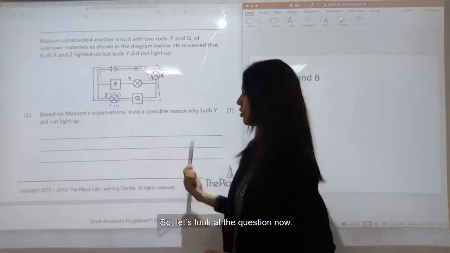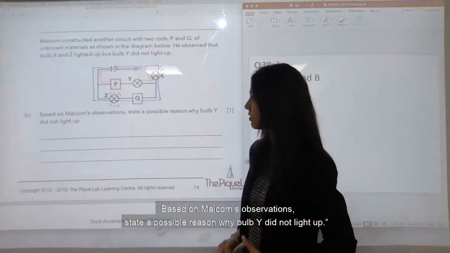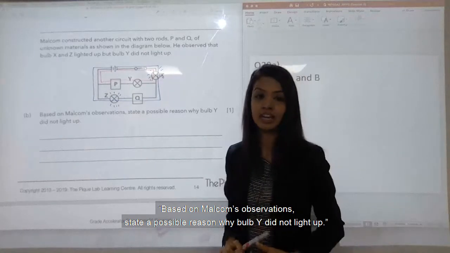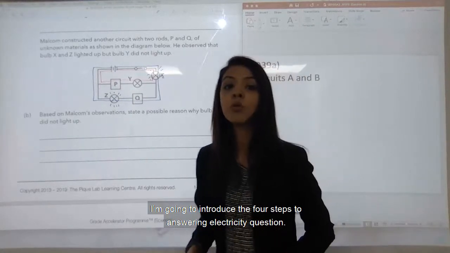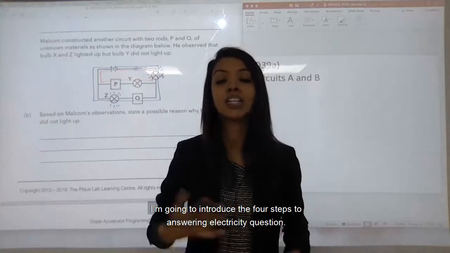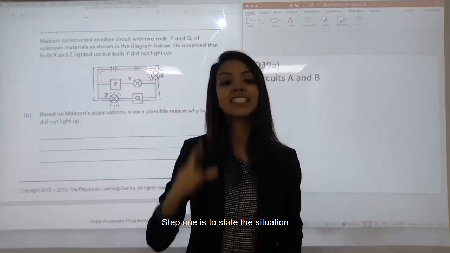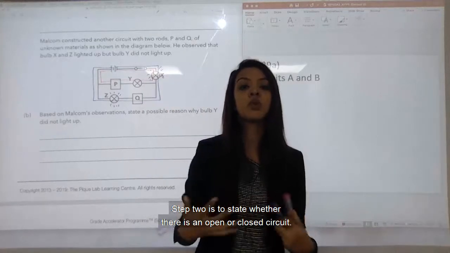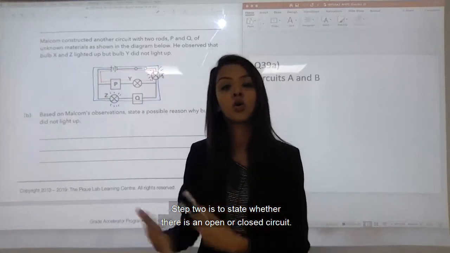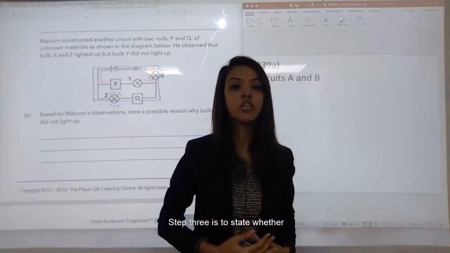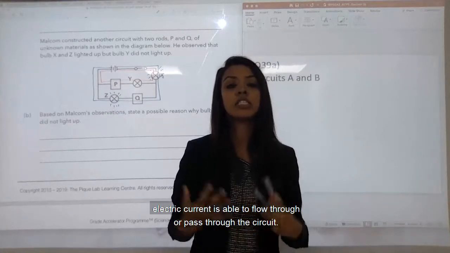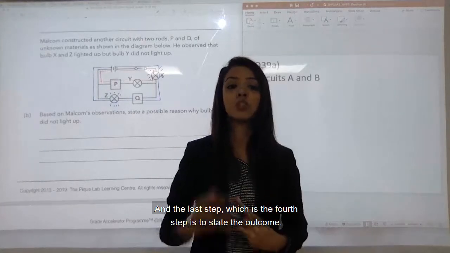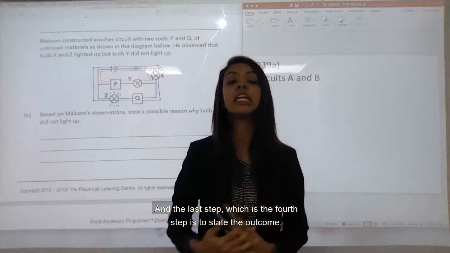So let's look at the question now. Based on Malcolm's observations, state a possible reason why bulb Y did not light up. To answer this question, I'm going to introduce the 4 steps to answering electricity questions. Step 1 is to state the situation. Step 2 is to state whether there is an open or closed circuit. Step 3 is to state whether electric current is able to flow through or pass through the circuit. And the last step, which is the 4th step, is to state the outcome.